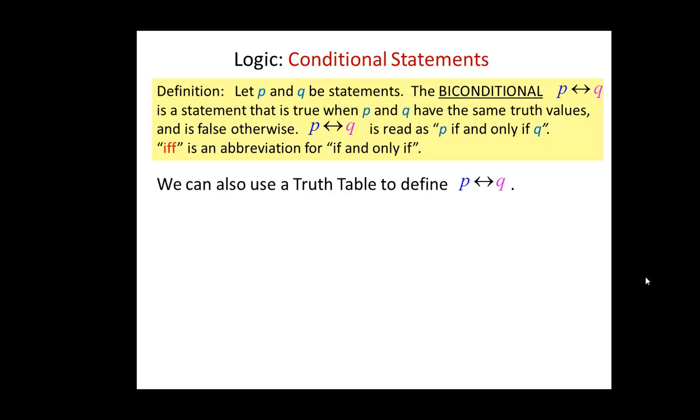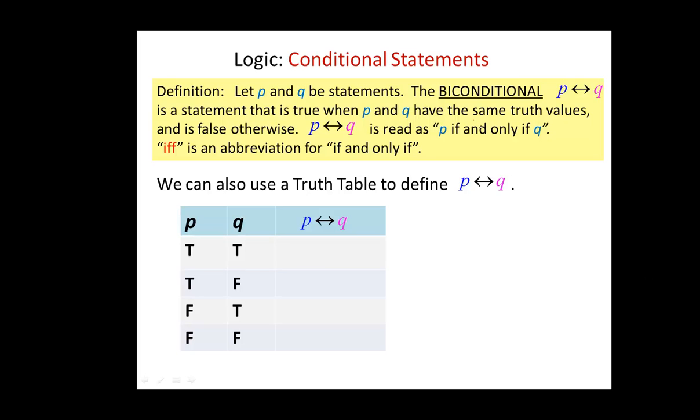Besides the definition written above, we can use the truth table to define P if and only if Q. This biconditional is true when P and Q both have the same truth values. So if they're both true, the biconditional is true. If they're both false, the biconditional is true. Those are the two cases where it's true, and in the other case, if either one is false, then this biconditional is false. That's how we define P if and only if Q.